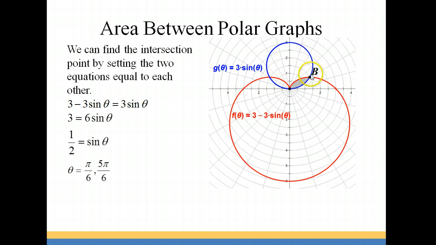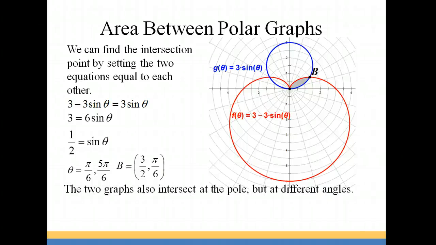Since we're looking for point B, which is in quadrant 1, we're going to use the pi over 6 in this case. So we're going to take pi over 6 and plug it into either one of the equations. Plugging it into either equation, you should get 3/2 for your radius length. So that means that we have the ordered pair 3/2 and pi over 6 as the coordinates of point B.